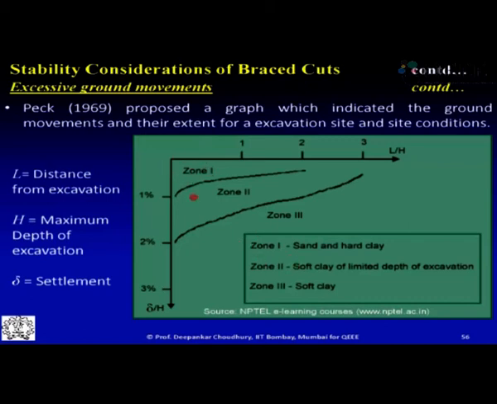Peck has given that zone 1 is nothing but if you have a sandy and hard type of clay, then you can consider that the extent of influence zone of this diaphragm wall excavation or braced excavation is about 2 times the depth of the excavation, and maximum displacement of the ground can occur about 1% of the height of the excavation. Whereas for zone 2 type of soil, which is soft clay up to a limited depth of excavation, there 2% maximum settlement can occur at the interface of the diaphragm wall and the surrounding soil, and the zone of influence can extend maximum up to 3 times, whereas for zone 3 it can be maximum deflection of 3% over here and it can extend about up to 4 times. Considering this, one can design the diaphragm wall system.